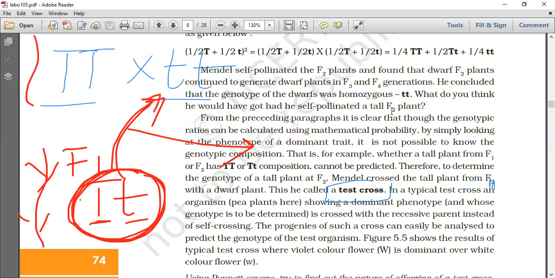You should have imagined like this. A tall plant crossed with a dwarf plant. In F1, all tall plants appeared. We don't know what genotypic configuration they have. That's why we cross with their recessive parent. We call it a test cross. The progenies of such a cross can easily be analyzed to predict the genotype of the test organism. The phenotype we know easily, but to know the genotype, we need to do the test cross.